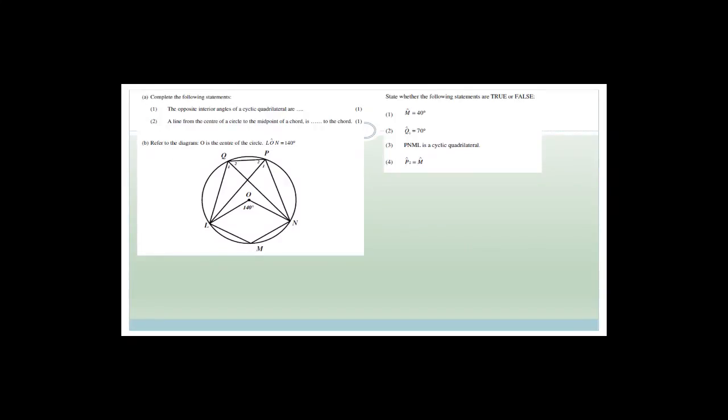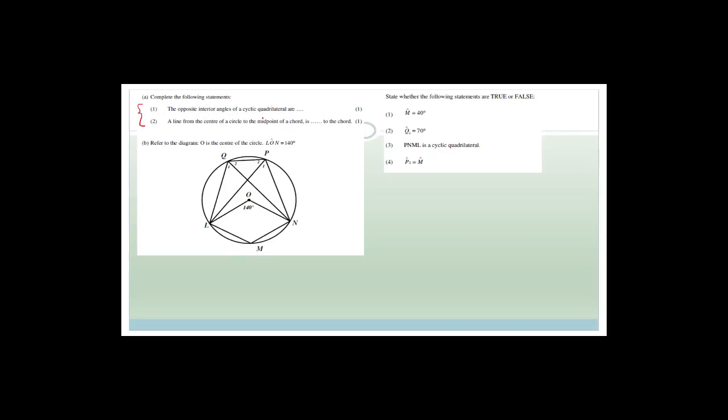So the first question we're going to go through is a nice cyclic quad question. As you can see, I really like cyclic quad questions, but that's because I like geometry. I know that some of you struggle with it, so let's go through it nice and slowly. It says complete the following statements. Generally, these statements are hints as to what we are going to need in the next part of the question, okay? So let's see what it says.